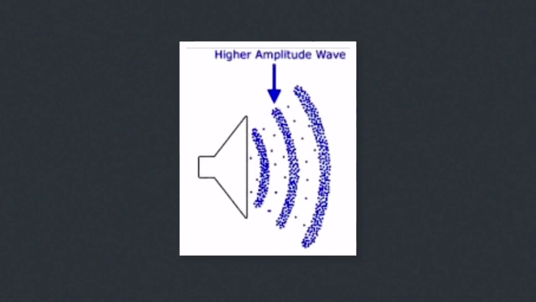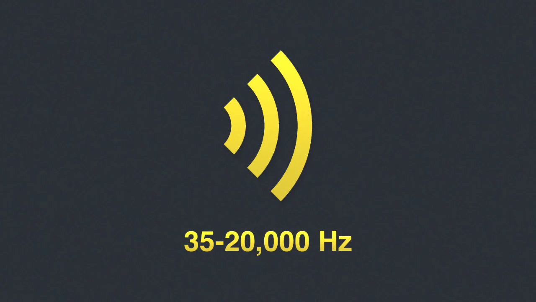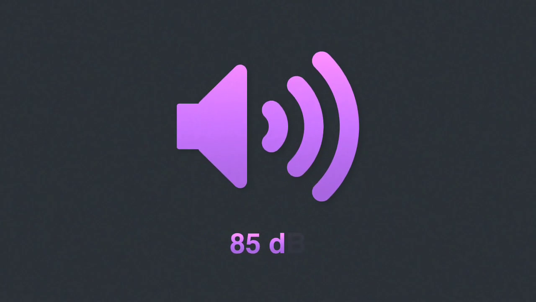at a higher amplitude. Compressions are tightly compacted and rarefactions have few air particles, indicating the particles are being pushed out harder, which increases amplitude. Because amplitude has increased, the particles have become tightly compacted, meaning they're more dense. The adjusted frequency for a speaker would be around 35 to 20,000 Hz. The typical amplitude of a speaker is 85 dB, which is pretty loud.